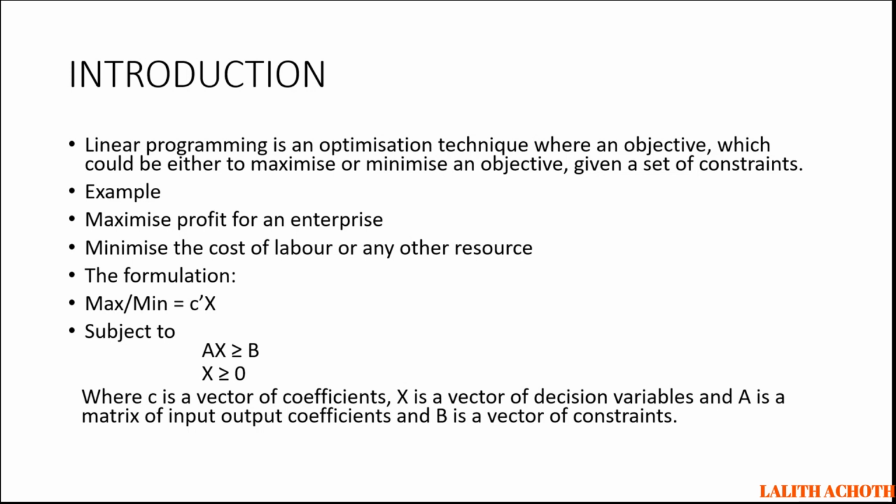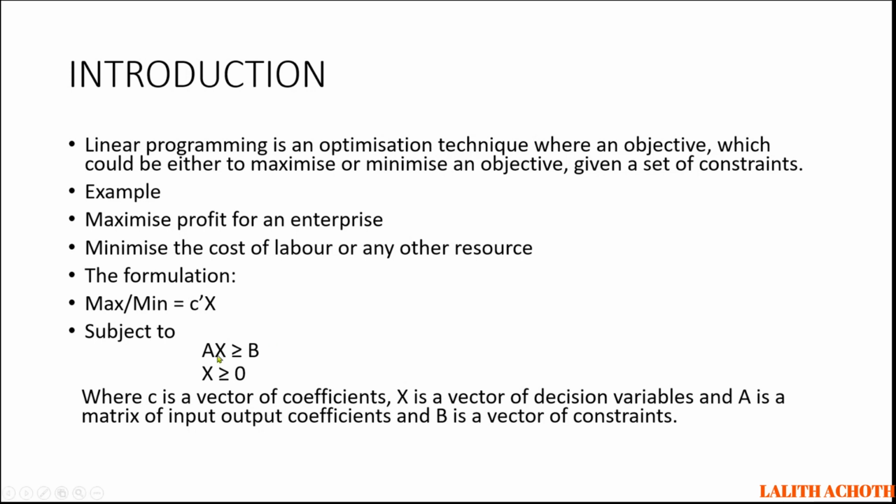The typical formulation of a linear programming problem consists of three parts. One is the objective. The objective could be either a maximization or a minimization. It cannot be both. And it's formulated like this, where it is C prime X, where C is a vector of coefficients. It could be profit, it could be cost, it could be just about anything. X is a vector of decision variables. So if you've got many activities, each decision variable will have an activity, which you will see in the example.